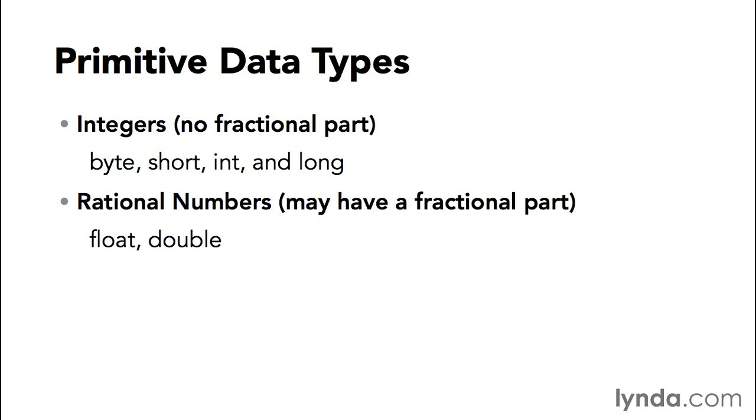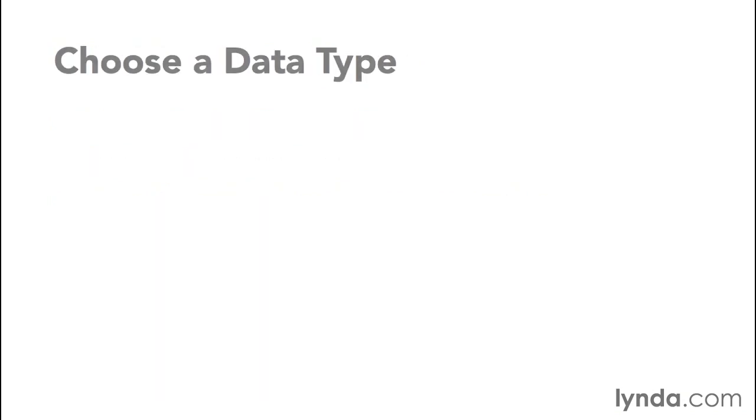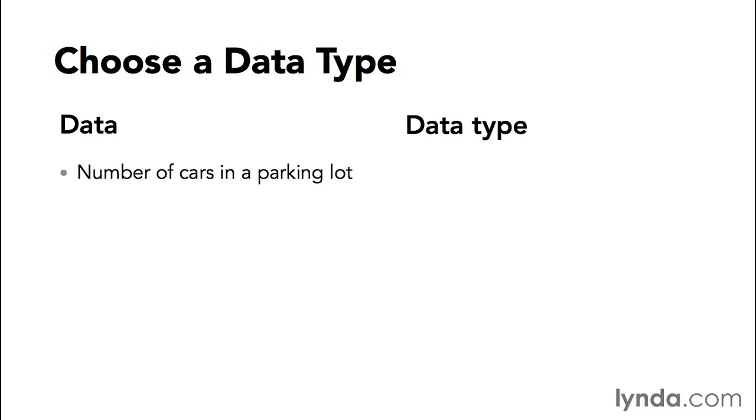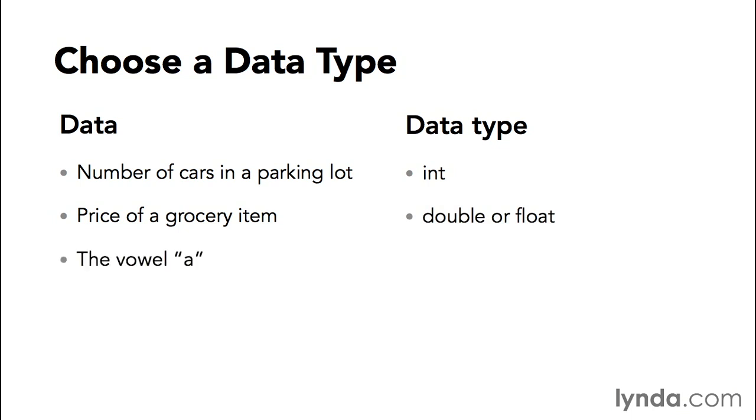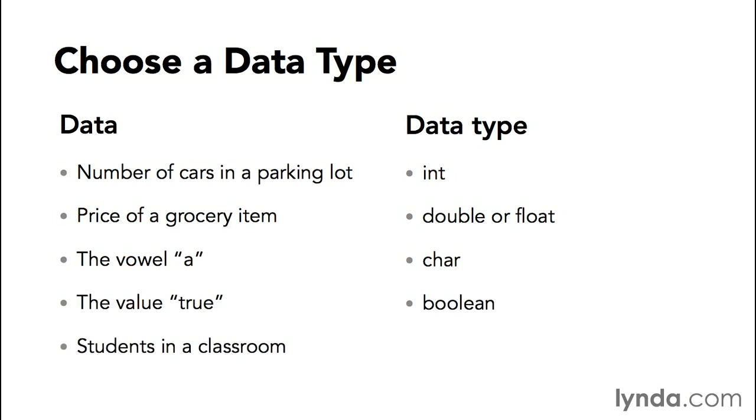Let's think about a few more examples. I'll give you an example, and you tell me the correct data type. Again, how about the number of cars in a parking lot? If you said int, you're correct. Now, how about the price of a grocery item? This should be double or float, since it contains a decimal point. The vowel A. We use the data type of character, or char. The value true is Boolean, and the number of students in a classroom would be an integer. Again, you can't have half a student.